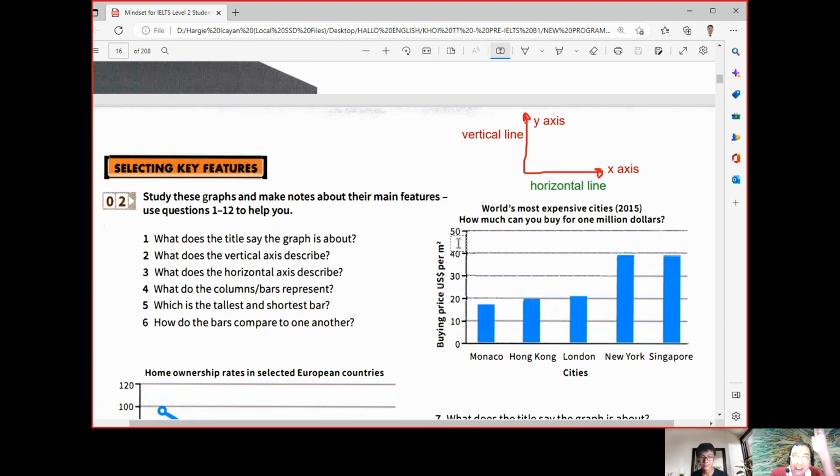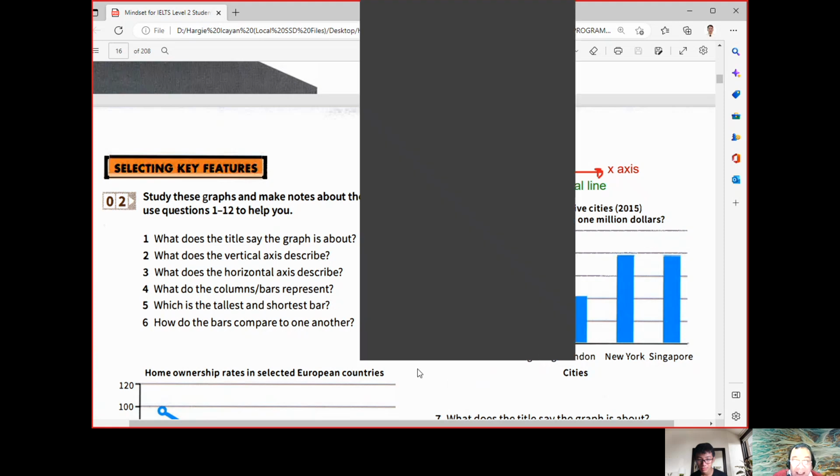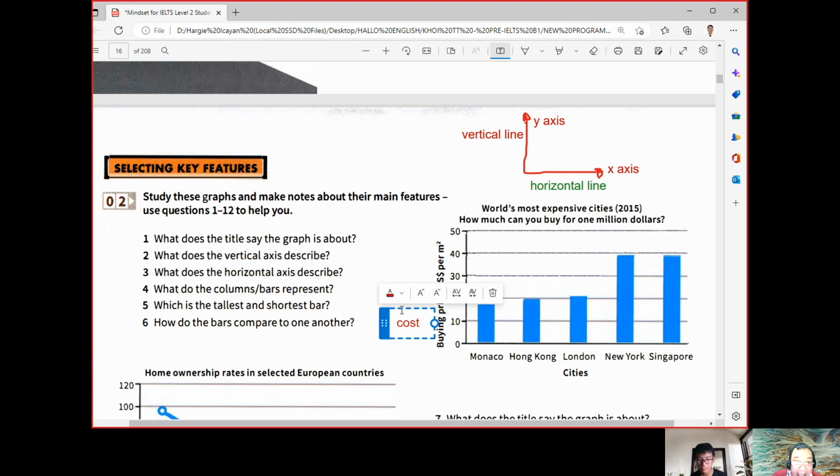Now look at the vertical line. The vertical line says that it's the costs. It's the costs per square meter in US dollars. Because if you're talking about buying price, that would also mean costs in general. Take note of that. Buying price in general can be called the so-called costs.